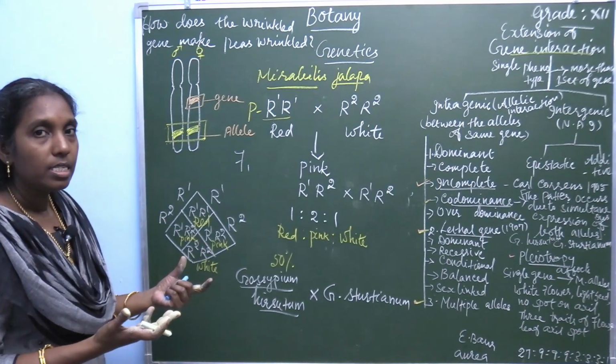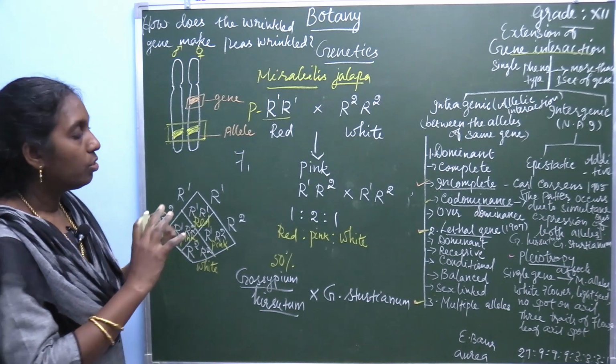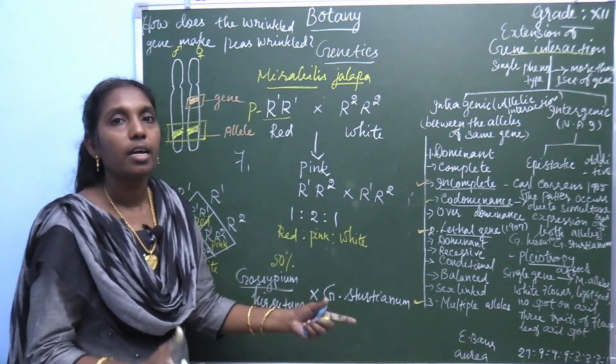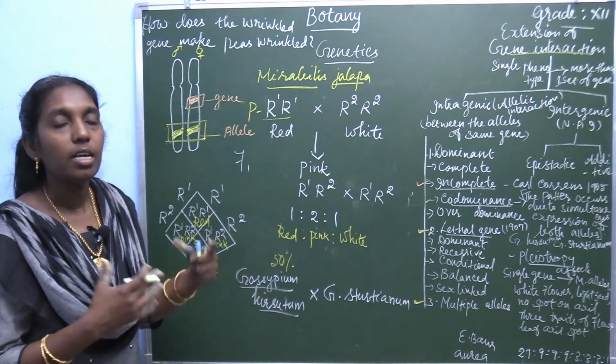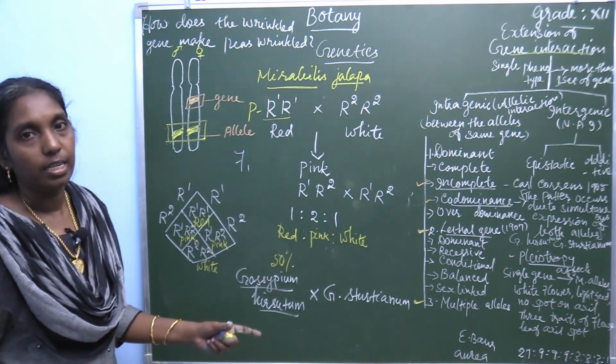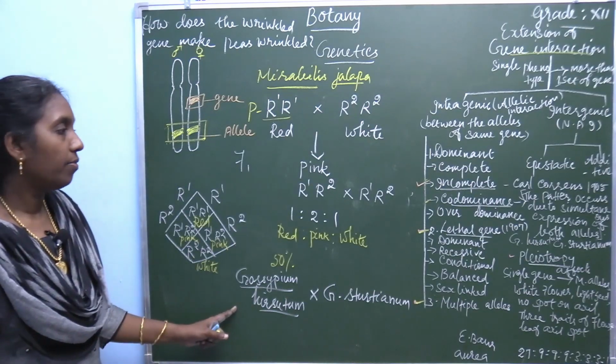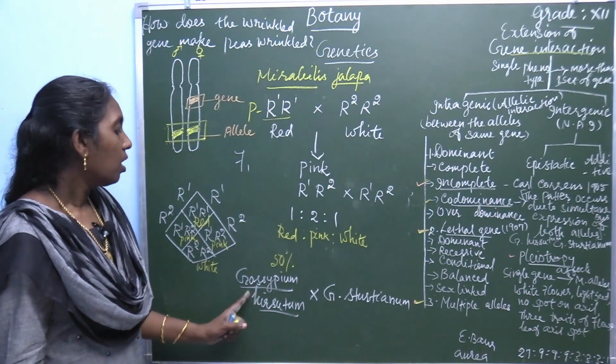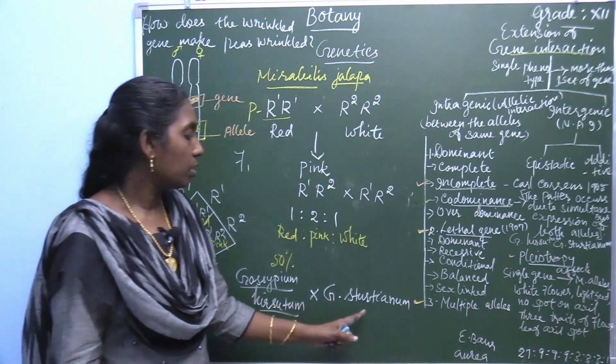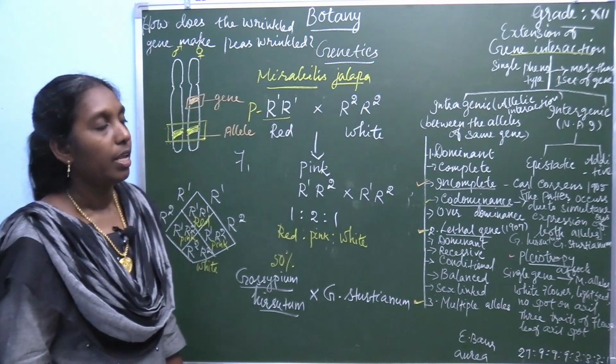So, codominance is the nature of two genes. The genes interact together simultaneously, and are expressed together. So, an important one word question: what is the example for codominance in plants? Gossypium hirsutum crossed with Gossypium sturtionum.